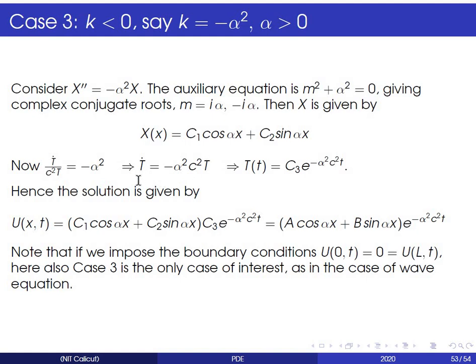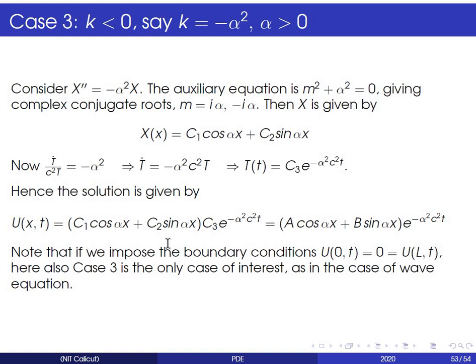Now the second part, that is T dash by c square T is equal to minus alpha square. Again you can make it variable separable. Then the solution is going to be T of t is equal to some constant c3 into e raised to minus alpha square c square t. And therefore the solution is going to be the product of these two. Here also you can club c1 and c3 and write it as a, and c2 and c3 as b. So the solution is u(x,t) is equal to a cos alpha x plus b sin alpha x into e raised to minus alpha square c square t.